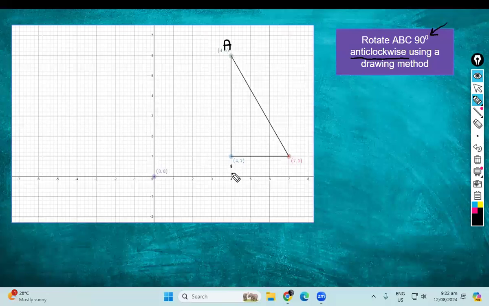Here's A, this is B, and this is C. So here's what you would do. If the center of rotation is the origin, you're going to take your ruler and connect point A to the origin. And what you're going to do is measure the length of that line. So let's see the animation for it.